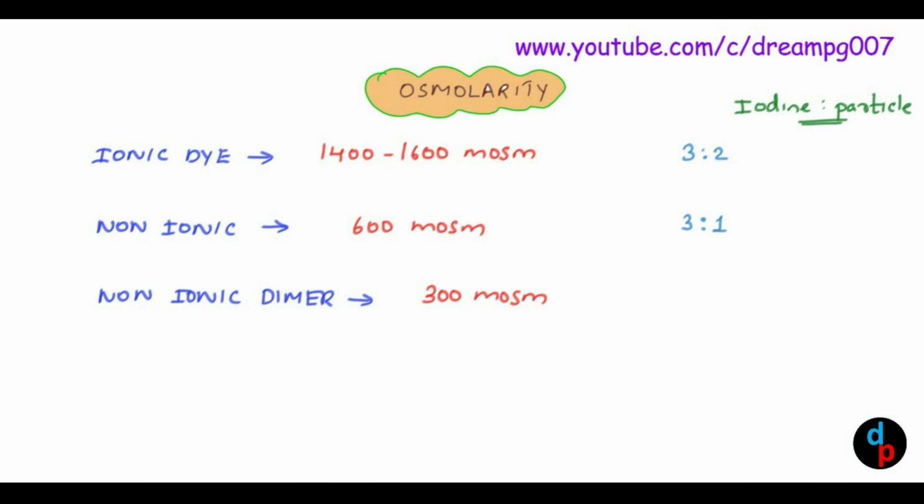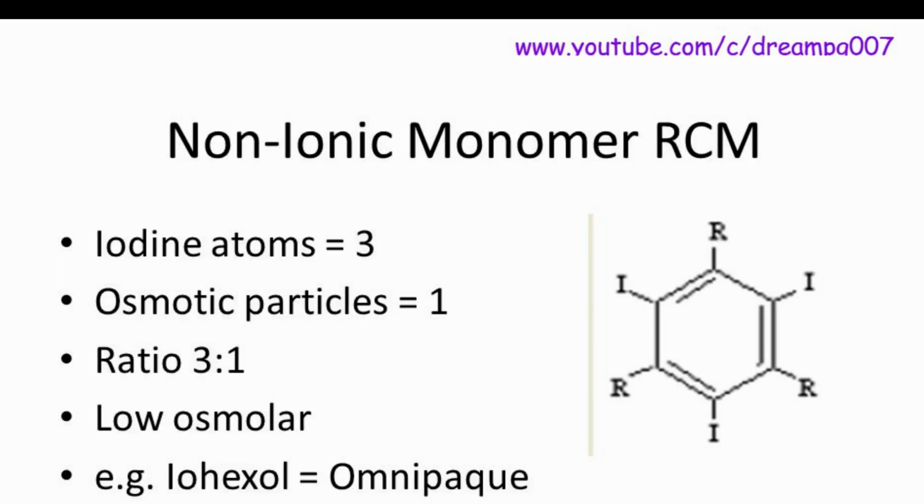Non-ionic monomers have only one benzene ring. Each benzene ring has only 3 iodine atoms. As it is non-ionic, only one particle is present. So, iodine particle ratio for non-ionic monomer is 3:1.